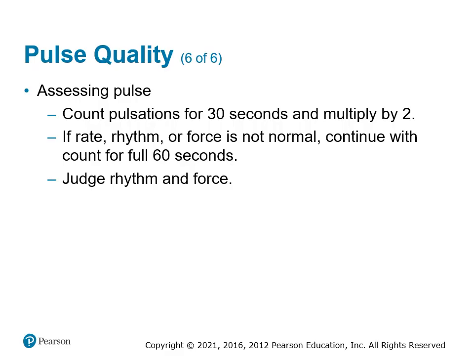Count the pulse for 30 seconds, multiply by 2. We do 30 seconds because that gives us a long enough chance to look at the rate and the rhythm and the strength of that pulse. If you see any irregularity, you would continue to check it for the full 60 seconds.